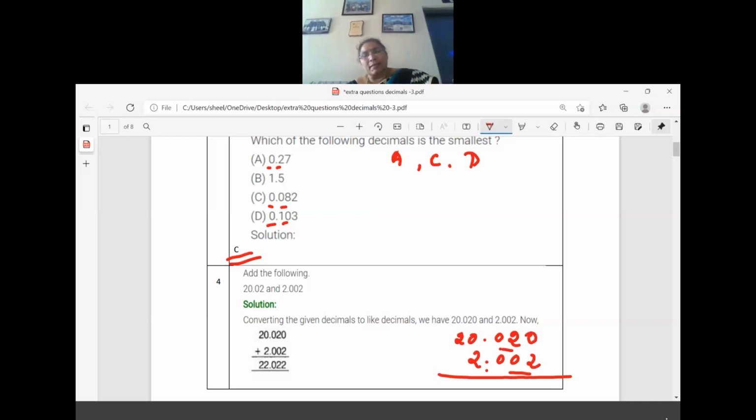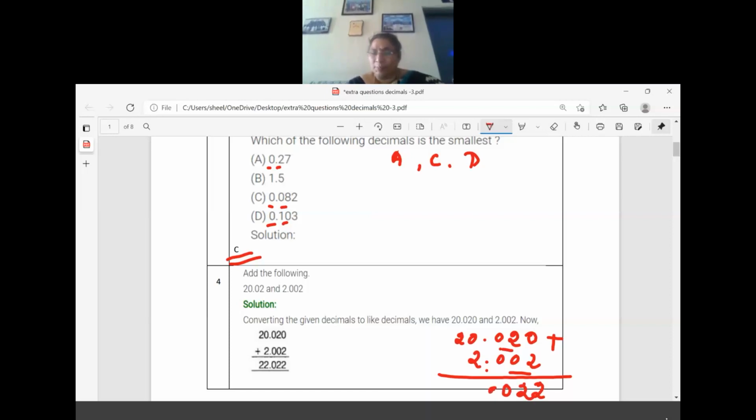If you are adding zeros on the right hand side, there is no change in the number. Now, as in normal addition, we have to start from the thousandths place value, because in normal addition you start from the ones place value. So on the right hand side we will start here also. 0 plus 2, 2 only. 2 plus 0, 2 only. 0 plus 0, 0 only.